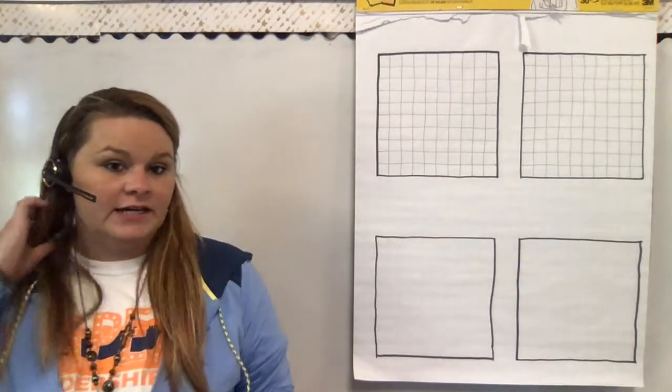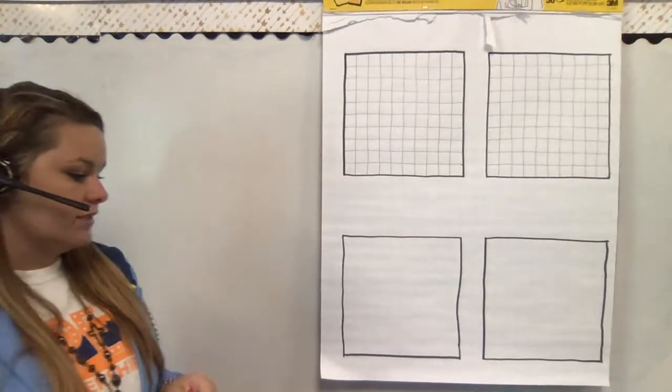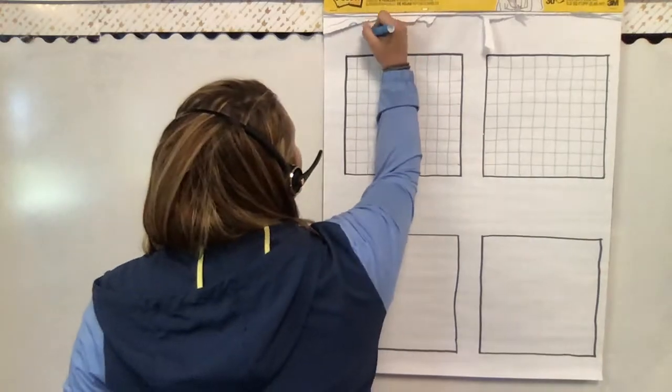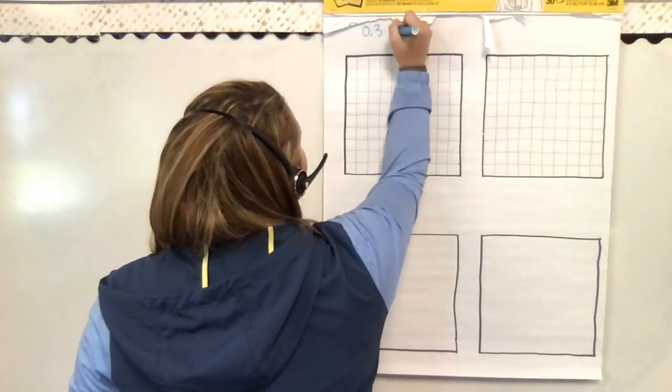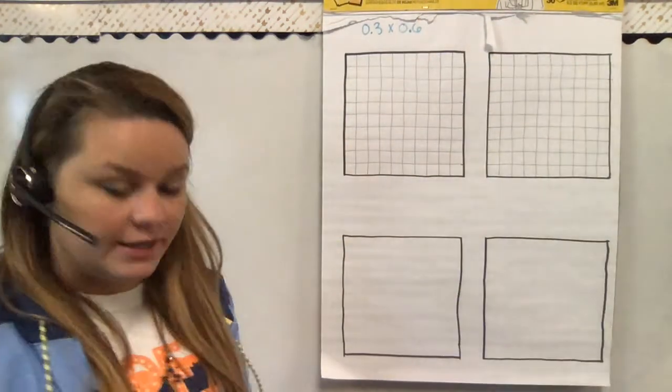So in this first video, I'm just going to show you how to multiply tenths times tenths using a base 10 model as we see here. Okay, so the first problem we're going to do is 3 tenths times 6 tenths. I'm just going to write that at the top like this. 3 tenths times 6 tenths.